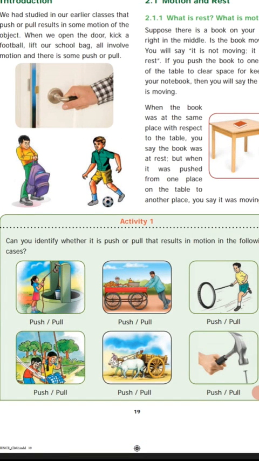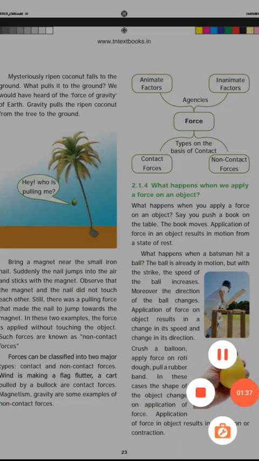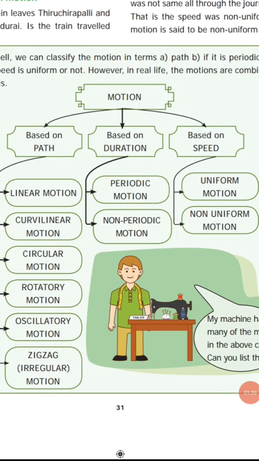Some pictures are given in your book, push or pull. Can you identify which one is push and which one is pull? See this picture. One coconut tree is there, and a ripe coconut falls to the ground. What pulls it to the ground? That is the force of gravity of the earth. So gravity pulls the ripe coconut from the tree to the ground. So motion is the moving of objects.